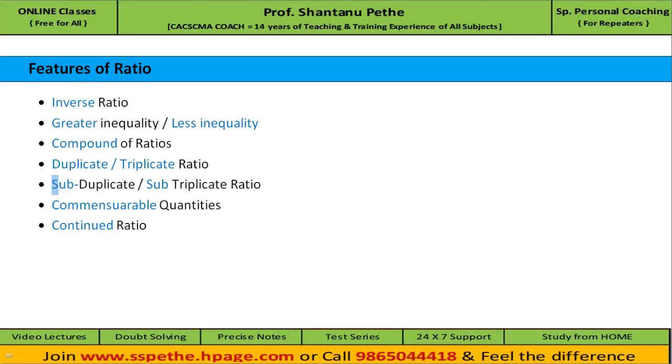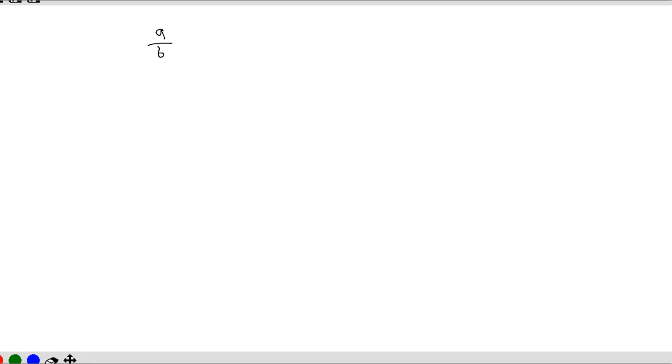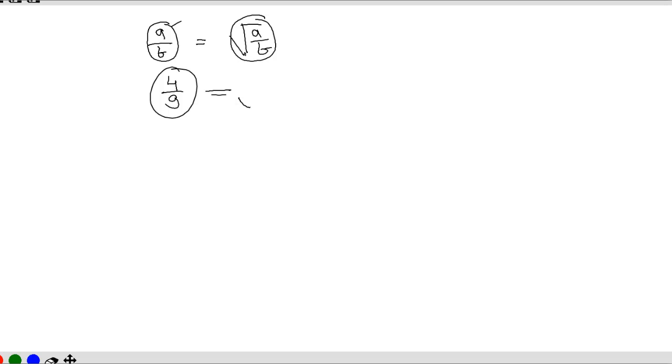The next thing we have to learn is subduplicate and subtriplicate. Remember, the word used is sub. Sub means now you have to take the root. So for example, if a upon b is a ratio, what will be the subduplicate ratio of a by b? You just have to take the under root of a by b. That will be the subduplicate of a by b. For example, 4 upon 9 is a ratio, what will be its subduplicate ratio? Simply take the under root of 4/9. So root of 4 will be 2, root of 9 will be 3. So 2/3 is the subduplicate ratio of 4/9.